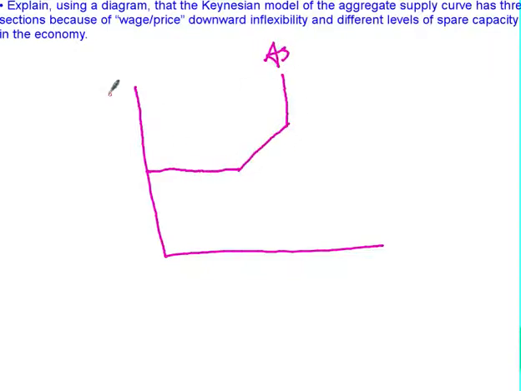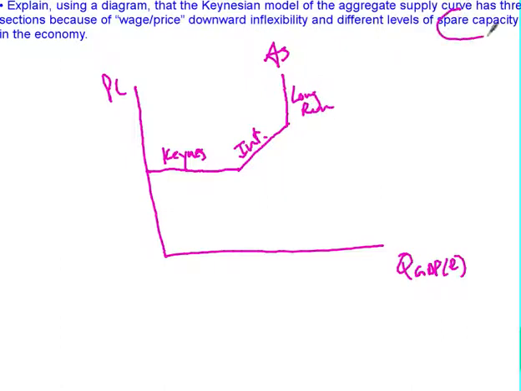All right, so there's the aggregate supply, price level, quantity, real GDP. This is the Keynesian range. This is the intermediate, and this is the long run. So when we look at this idea of spare capacity, if we are in this Keynesian range, what is going on with spare capacity? And by capacity, we mean how many factories aren't being used and how many workers aren't being used. So there's a lot of unemployed resources, and if we're in this Keynesian range, we would say that we have a lot of spare capacity.